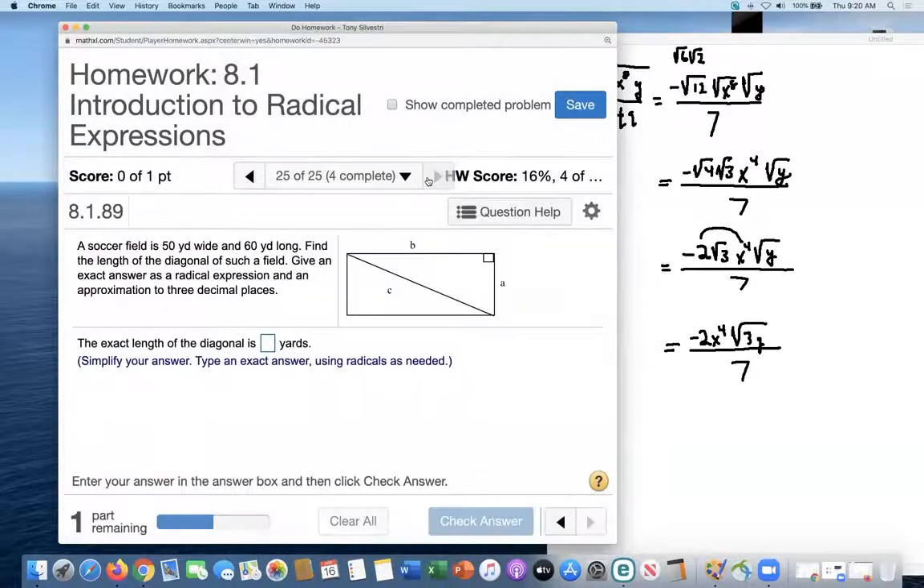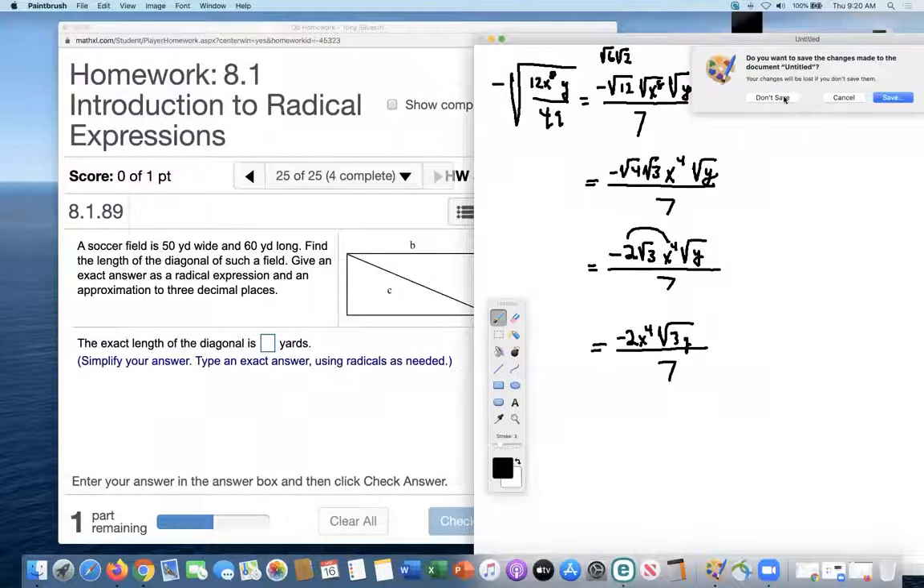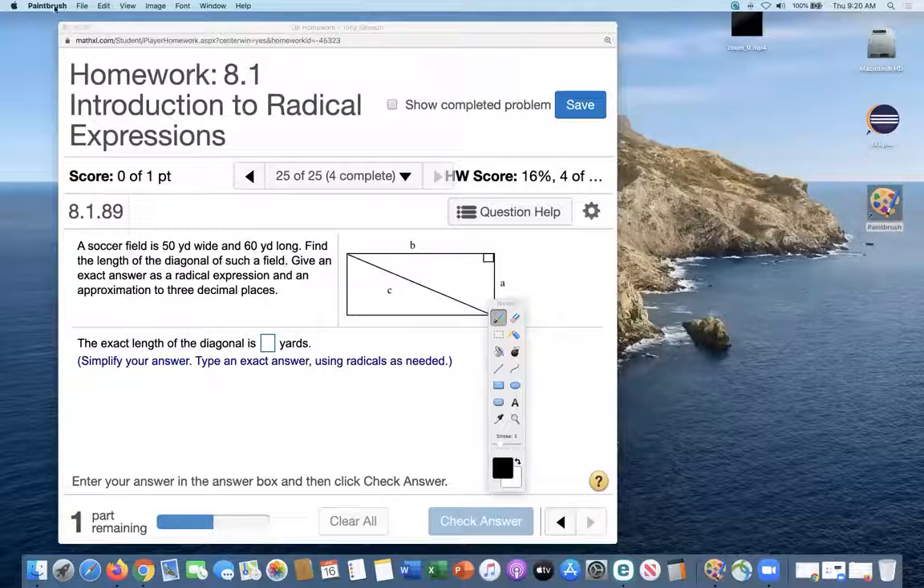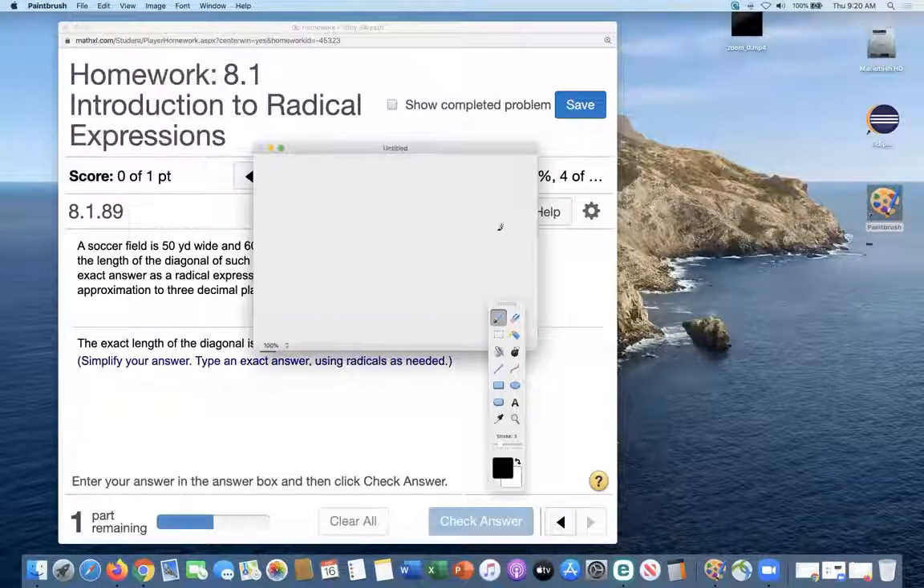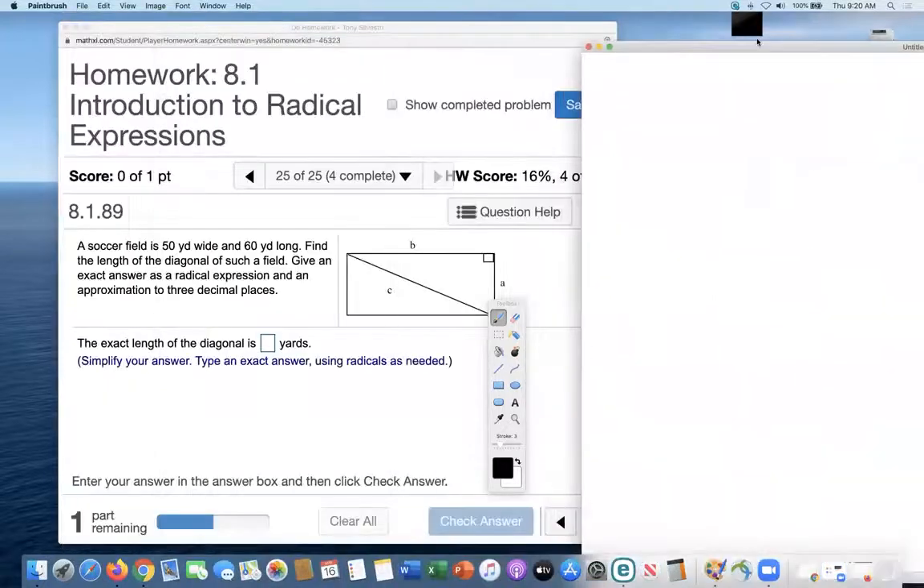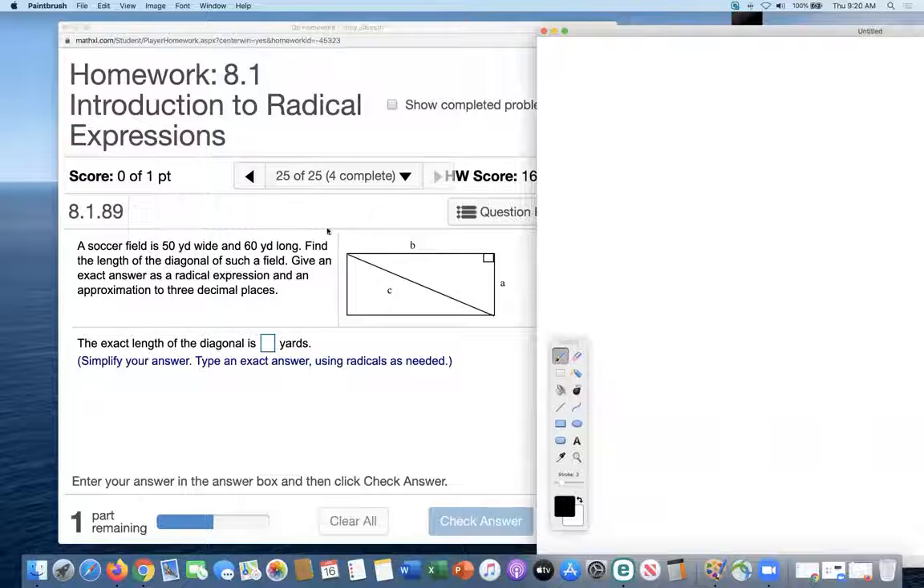And the last thing is a soccer field. Okay, this might take a little bit of work, so let me clean this out here. Get rid of this. Don't save it. File, new. Okay, let's move this over here. Move this toolbox over here. So we have a soccer field, a rectangle.